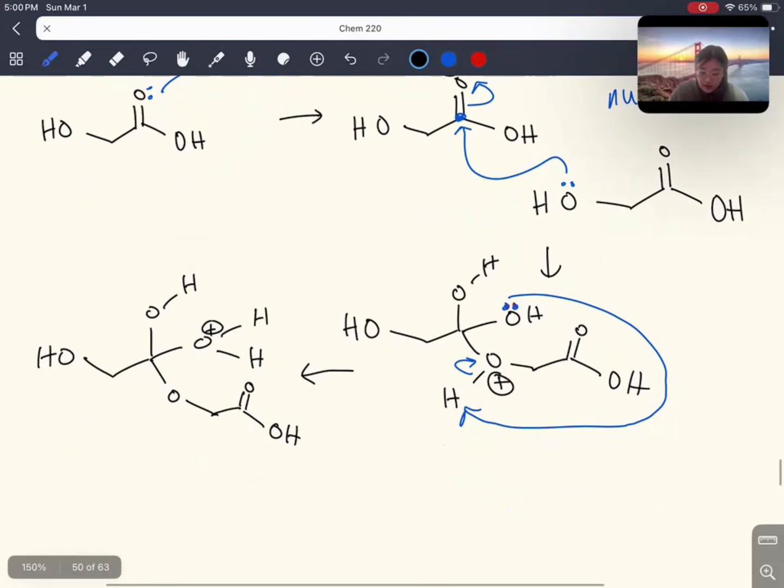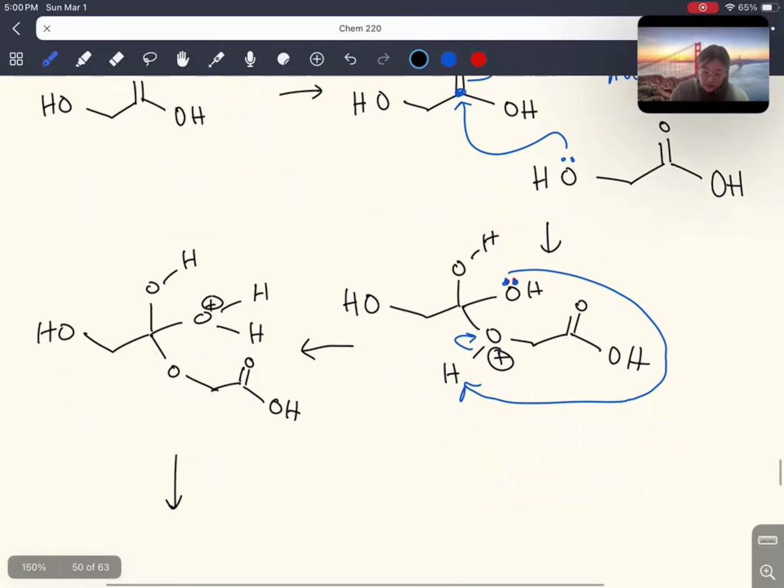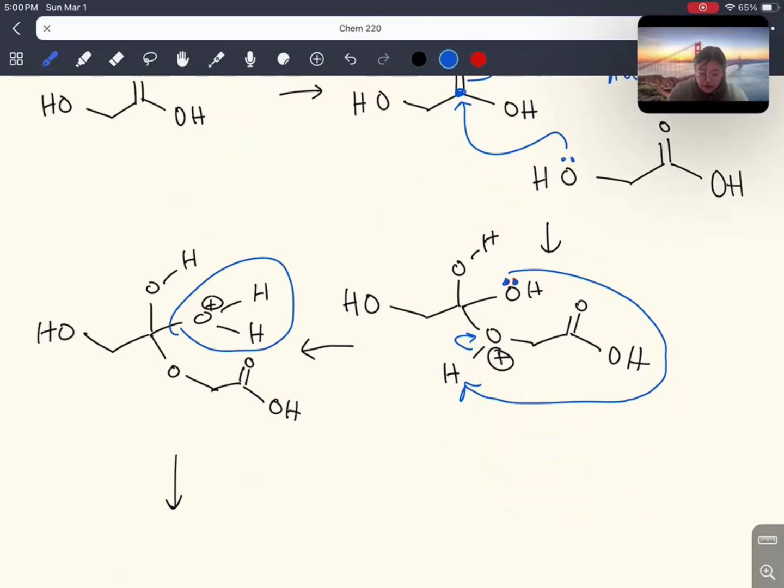Okay, so now that that has occurred, similar to other mechanisms that you have seen earlier in the course, if you have a positive oxygen that is bonded to two hydrogens, we know that this is a really good leaving group because this molecule can leave as water. And so what happens next is this bond will break apart and H2O will leave. That's where the condensation part of this reaction comes from.